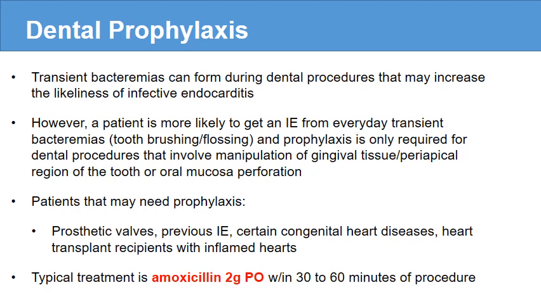It's 2 grams of amoxicillin PO. You give it within an hour of the procedure. If the patient has some type of beta-lactam allergy, alternatives include things like clindamycin as well as azithromycin. And if it's a minor allergy, potentially you can use cephalexin. But in general, amoxicillin is the most common one you'll see. But again, it's reserved for patients that actually have a higher risk for infective endocarditis.